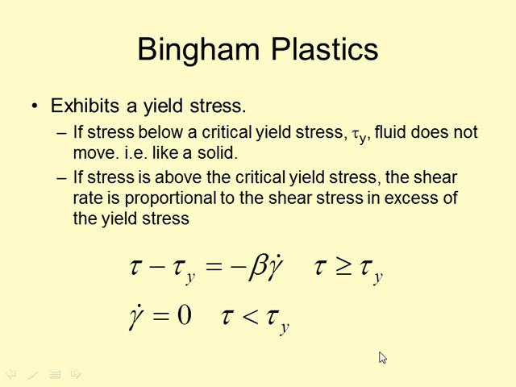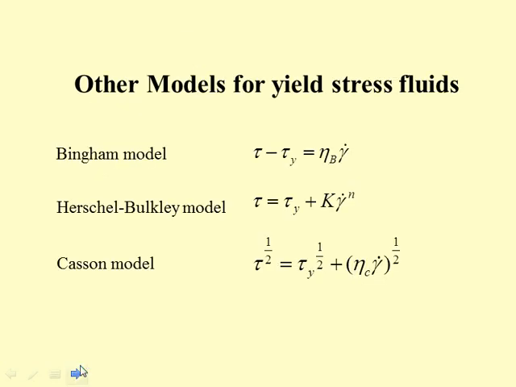If the shear stress is above the yield stress, then you have minus beta gamma dot. This is the equivalent mu, the apparent viscosity. And in this one it is now constant, this value of beta. I already described that one. Anything else?